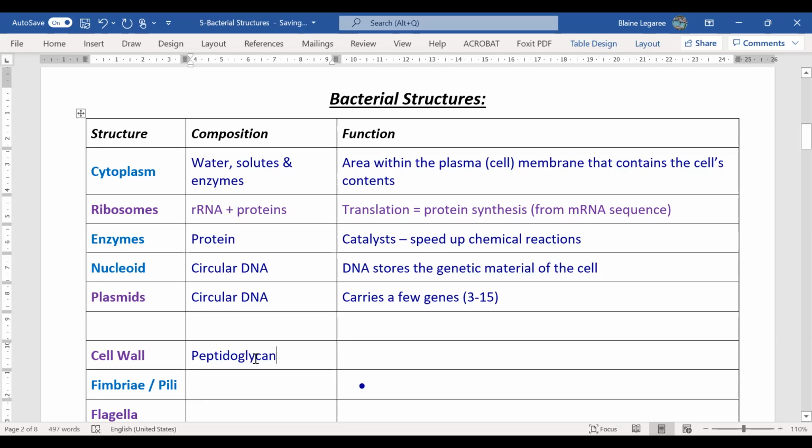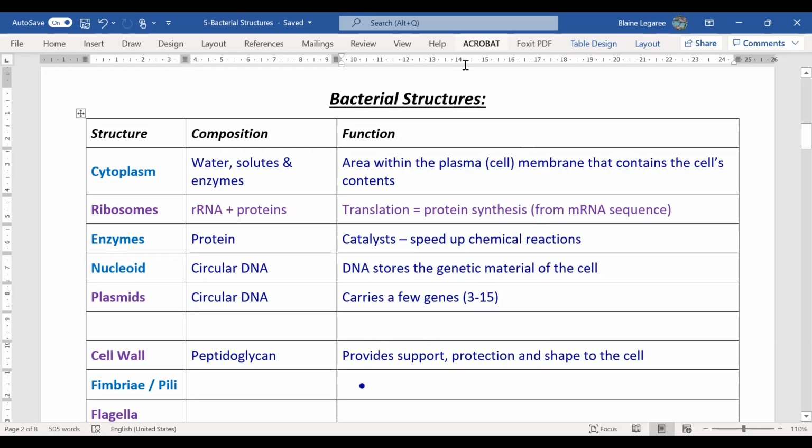We know that the cell wall is made out of peptidoglycan. We've already talked about that. What does a cell wall do? So it provides support, and it also provides shape to the cell. Maybe I could say it provides support and protection. There we go, we'll put protection in there like that. So it's a tough structure, right? And that's what it's going to do.